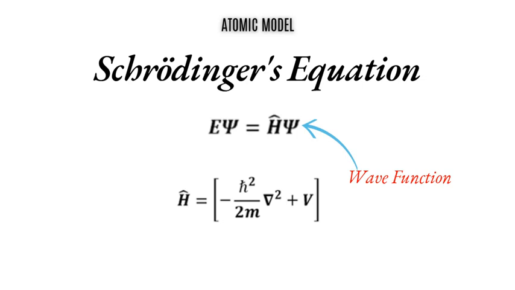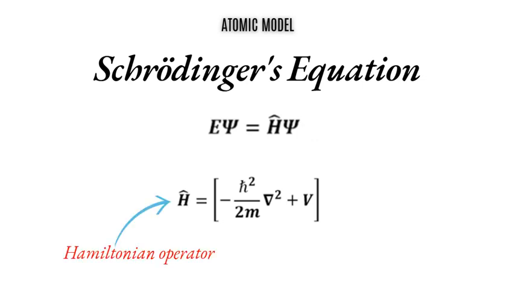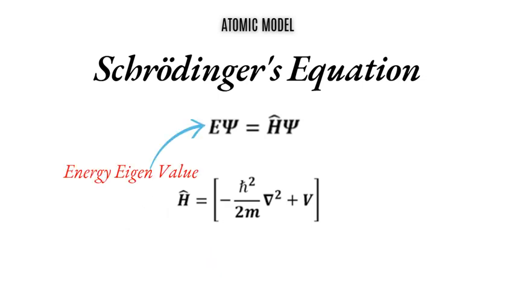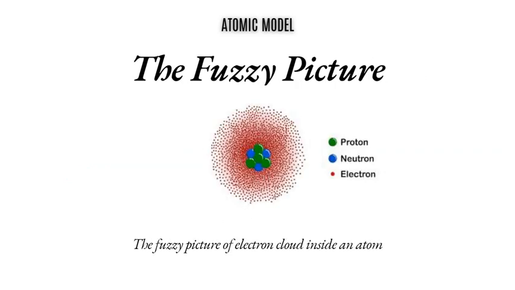The wave function describes the probability amplitude of finding a particle in a particular state. The square of the wave function's absolute value gives the probability density. The Hamiltonian operator represents the total energy of the system, including both kinetic and potential energy. Eigenvalues and eigenfunctions: solutions to the Schrodinger equation are eigenfunctions with corresponding eigenvalues, which represent measurable quantities like energy.